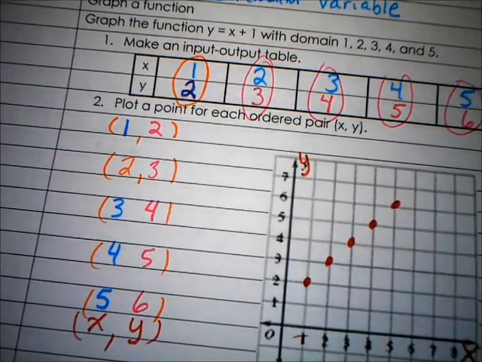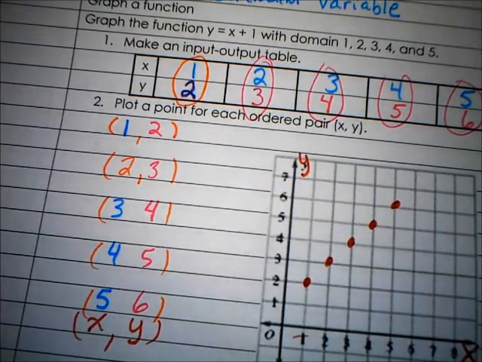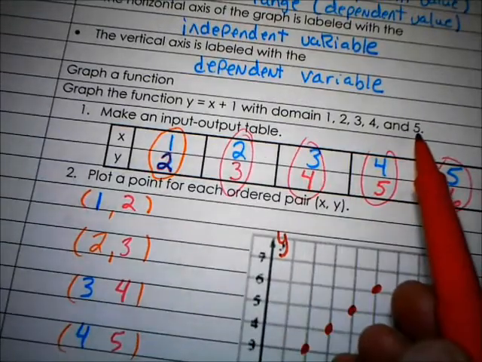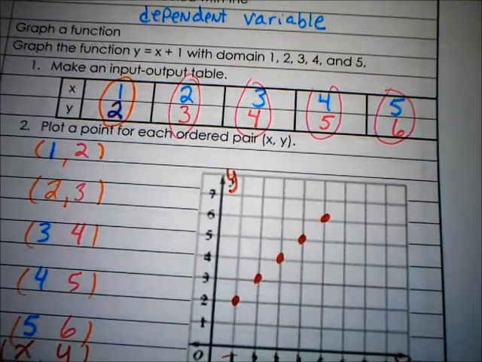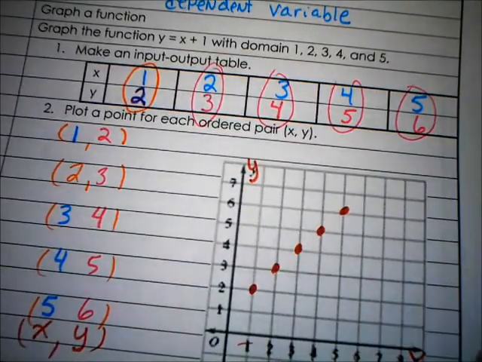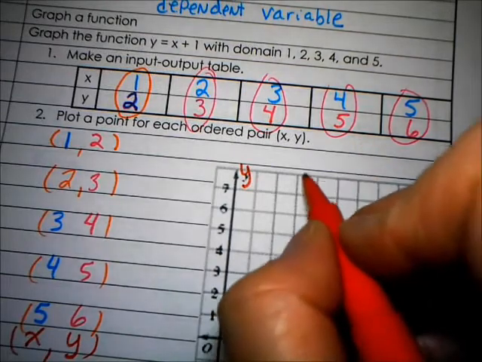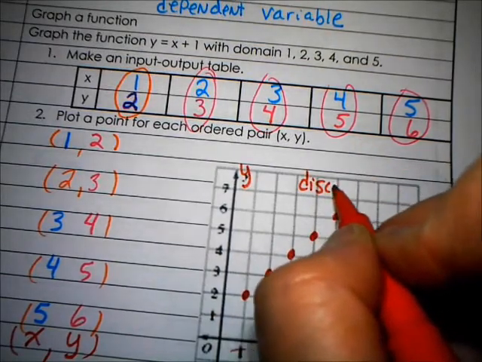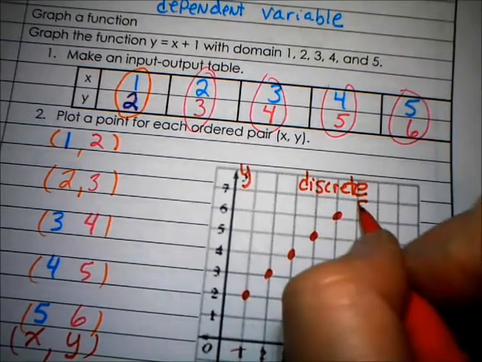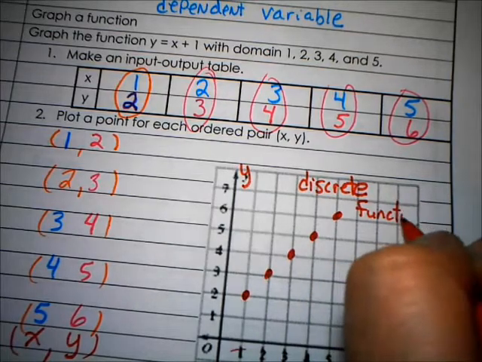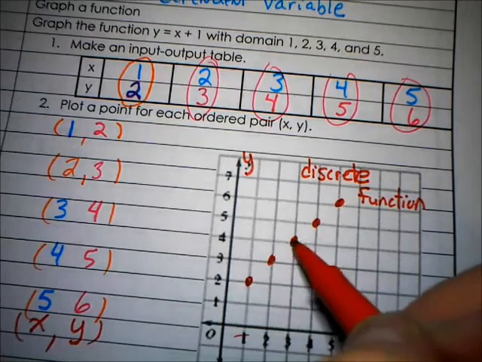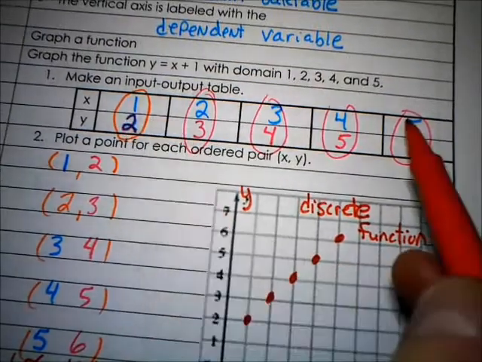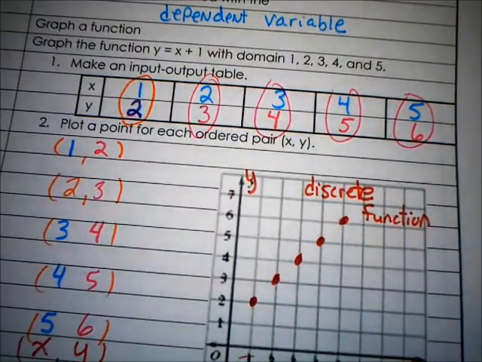Okay. Now, since I was given a domain to use, they didn't just tell me graph the line. I do not connect my dots. I just have my dots on my graph. When I just have dots, this is called a discrete function. It's very, very important. Discrete functions only have dots on your graphs because it is a limited domain.